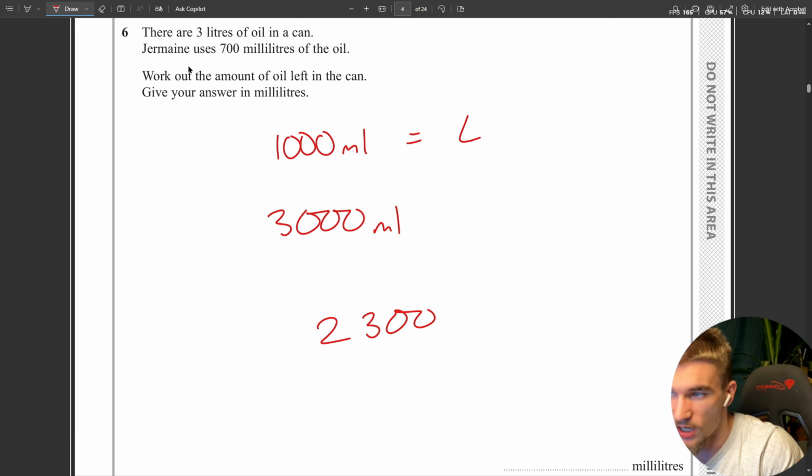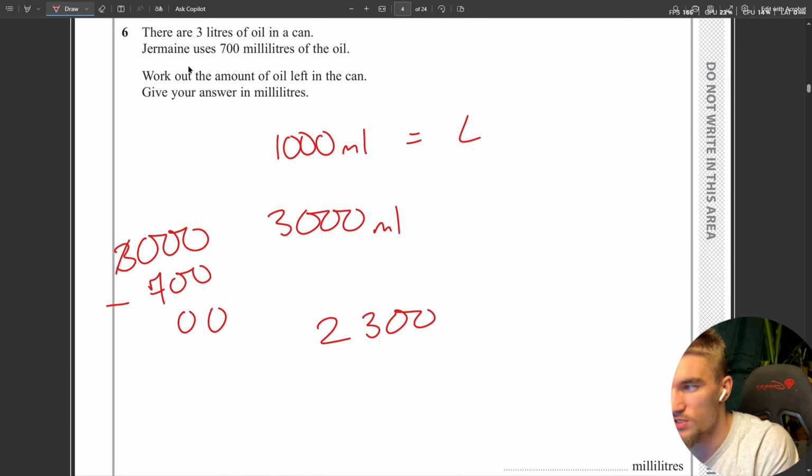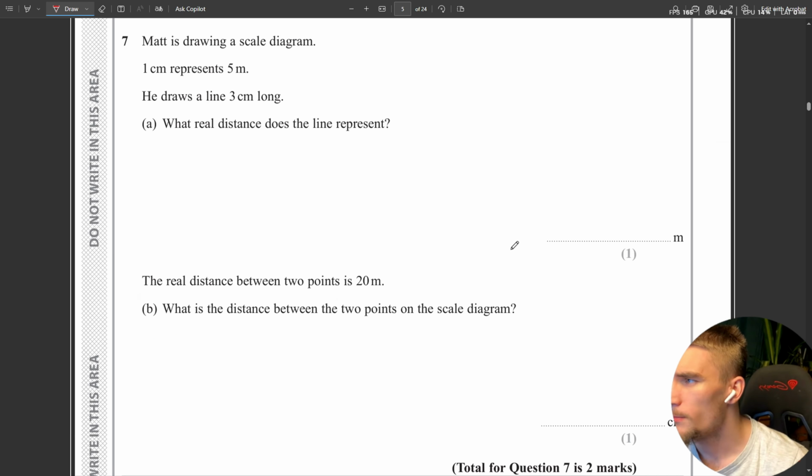All right, but if you can't do that in your head, then what would we do? We will do 3000 minus 700, right? And then it's just 0. 0 minus 7, I can't do that. So I just need to borrow 1 from over here. So that becomes a 2. 1 moves over. 10 minus 7, that's 3. And then the 2 moves down. So 2300. Here we go.